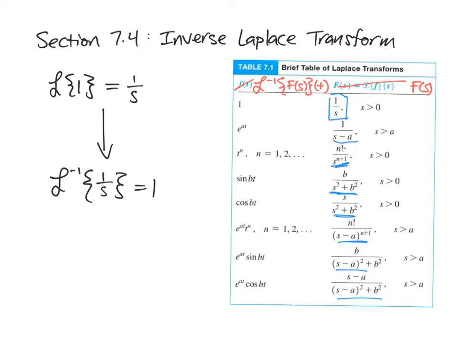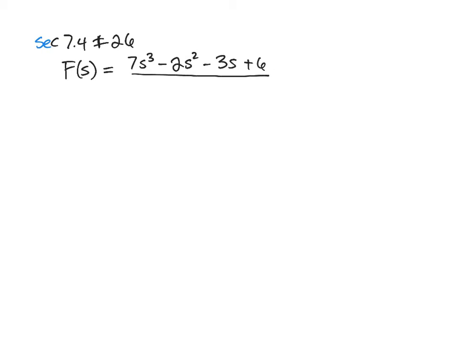So let's clear some space. I'm going to do section 7.4, number 26. And we are given this function big F of s. Now remember, we're living in the Laplace s universe right now. And this equals 7s cubed minus 2s squared minus 3s plus 6 divided by s cubed times (s minus 2).